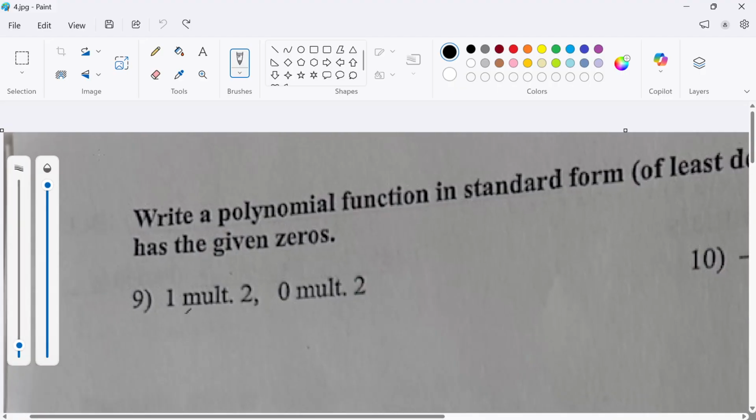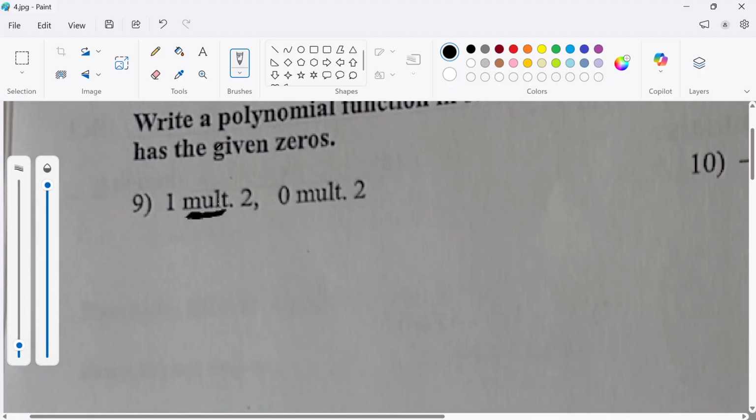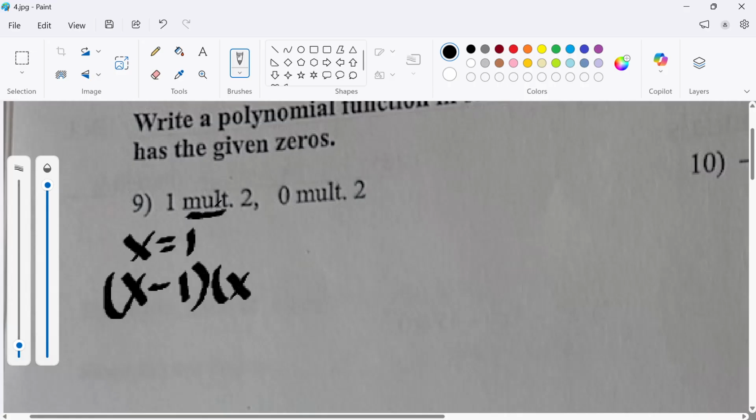Now, when it says multiplicity of 2, it means it happens twice. So x equals 1, which if I subtract 1 from both sides, the factor is x minus 1, and that happens twice. And then this one, 0 multiplicity of 2 means x equals 0. Subtract 0 from both sides, x minus 0 equals 0, so that's just x. Happens twice, so x times x is x squared. So I've got to keep that into account.